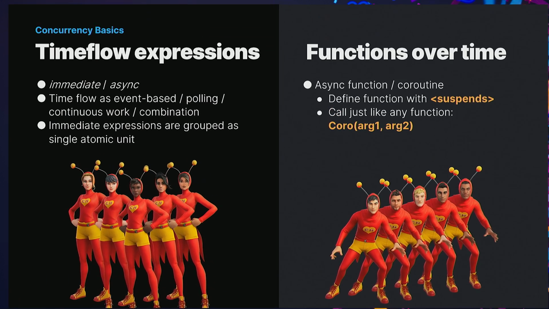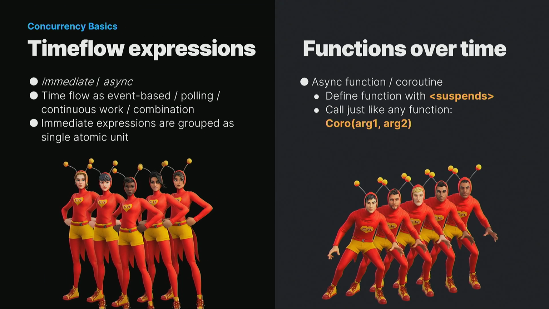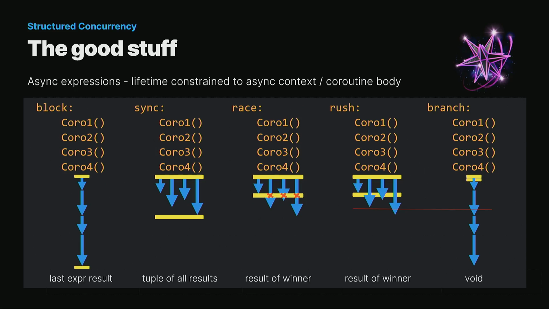And to define functions that are async, you just specify the suspends qualifier, and you can then just call it like any other function. And they look identical to regular functions. But the body of a function that is async will allow you to call other async expressions. So this is sort of everything in one picture in terms of a lot of the different concurrency commands.